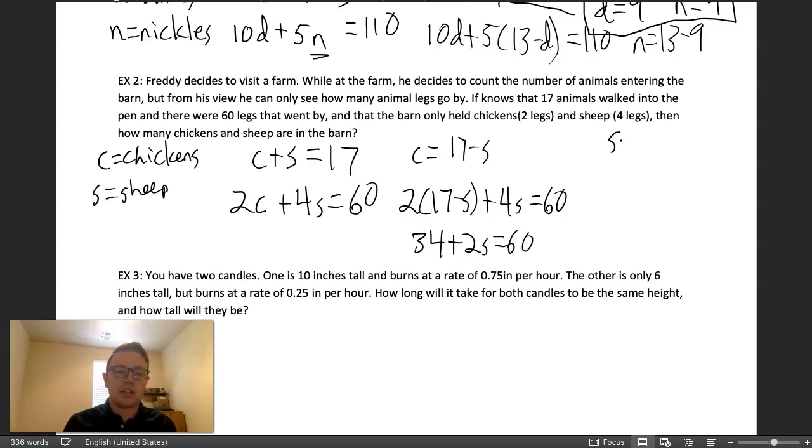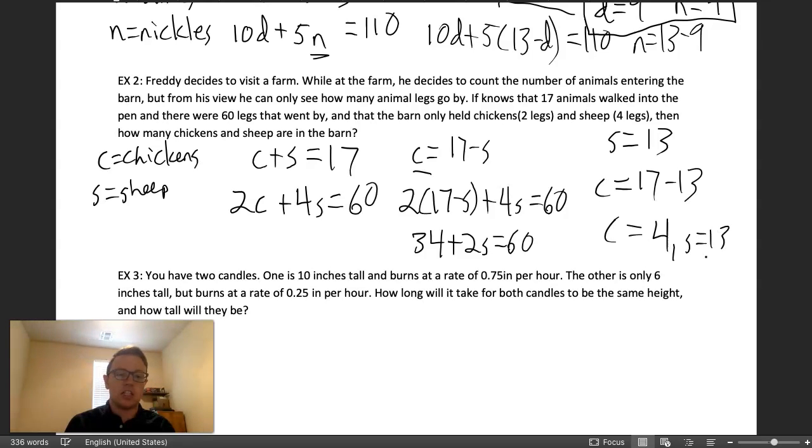We'll find out that our number of sheep will be 13. And again, this makes our life simple because our number of chickens will just be 17 minus 13. Our number of chickens will be 17 minus our number of sheep. So we'll have 4 chickens and 13 sheep.